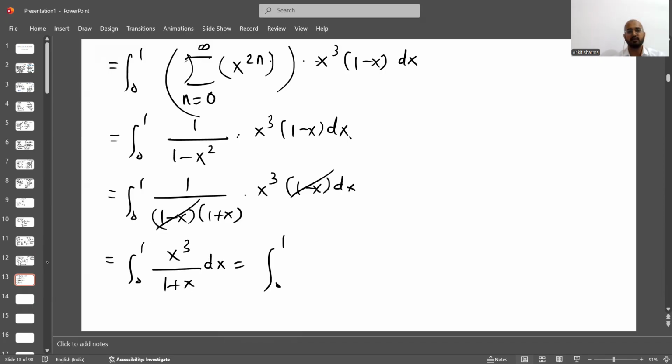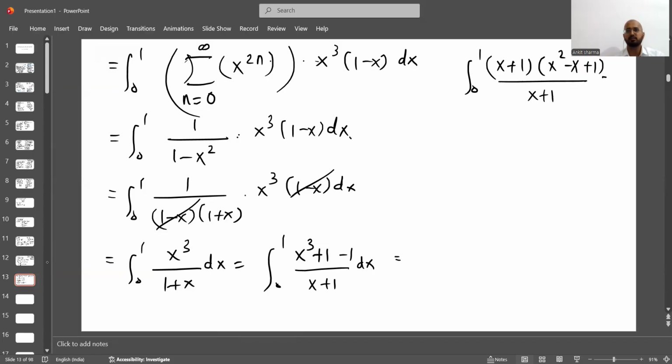So from 0 to 1, I'll think of bringing the partner for x cubed plus 1, that's nothing but x plus 1 times x square minus x plus 1. So I can write it like this, plus 1 and then minus 1, and this would be over x plus 1 dx. This in turn gives me the integral from 0 to 1 of x plus 1 into x square minus x plus 1 over x plus 1 dx, and the next part will be 1 over x plus 1 from 0 to 1.